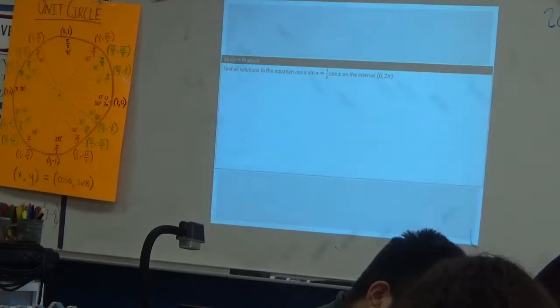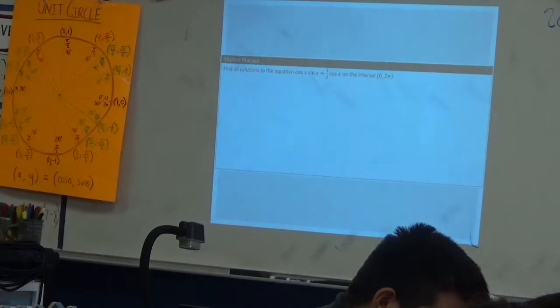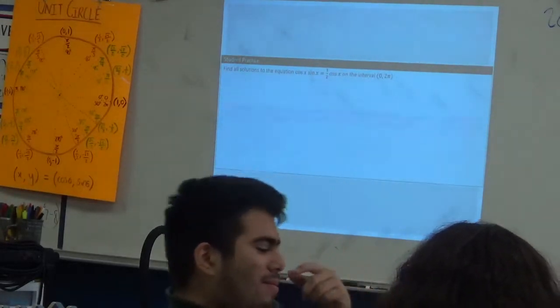But we divided by the 2, then we subtracted the sine over. So here you can subtract 1/2 cosine x over the other side.